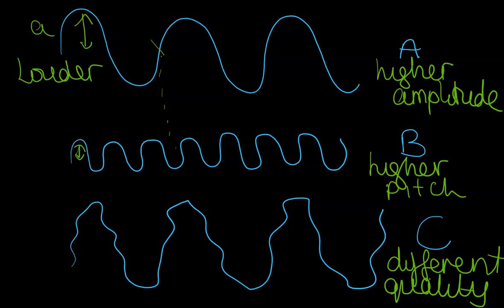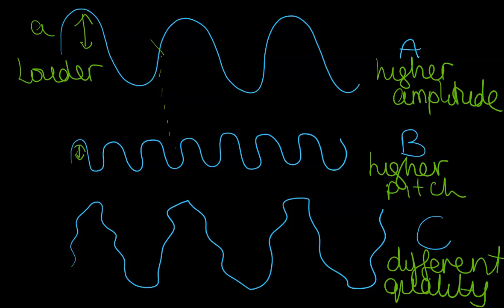So when you talk about loudness, you're talking about waves that have a greater amplitude than others. So clearly wave A has a greater amplitude than wave B. So therefore A is louder than B. Now we typically consider amplitude to be proportional to the energy. So the larger the energy, the larger the amplitude.